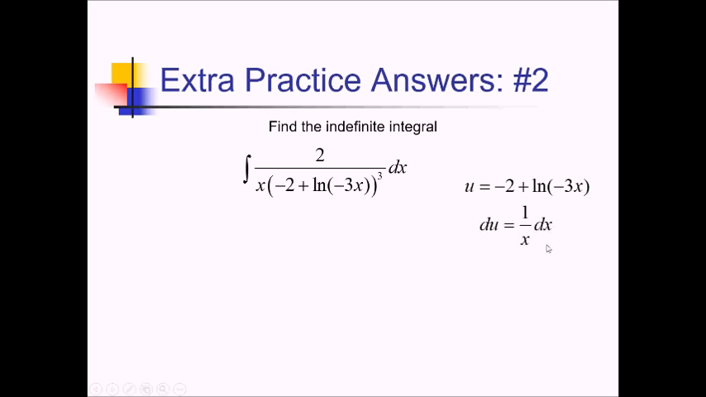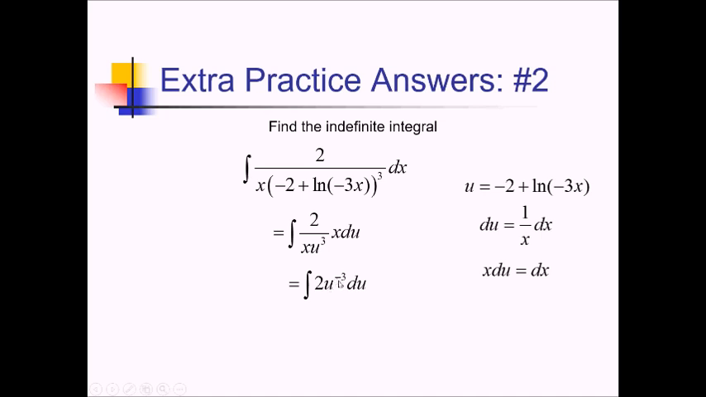So then we can say dx equals x du. Substituting back into the original, we have 2 over x times u to the negative third, and instead of dx, we now have x times du. These x's are going to cancel, so I can write this as just 2u to the negative third, and then a du is still in there.